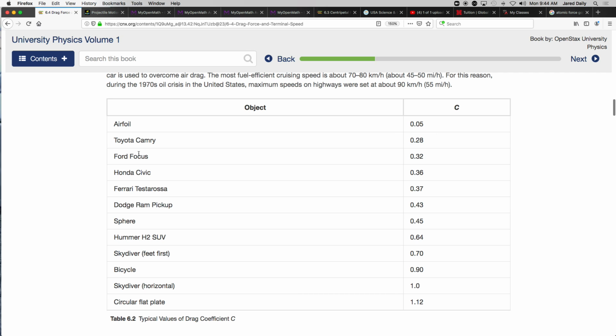That's why we use that shape for wings, actually. One of the reasons. Toyota Camry, Ford Focus, Honda Civic, Ferrari Testarossa. This was written, obviously, a while ago when the Ferrari Testarossa was a hot car on the market. Then you have a pickup truck, a sphere, right? Notice that a sphere has a fairly large drag coefficient. A big square rectangle, like a big truck or this Hummer, is even bigger, right? It's kind of just a big rectangle.